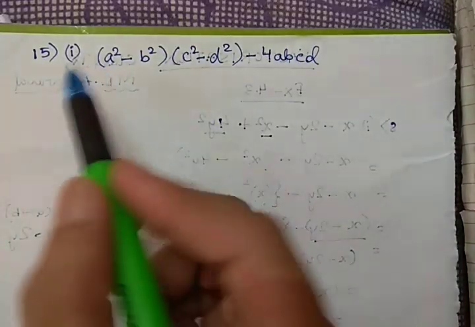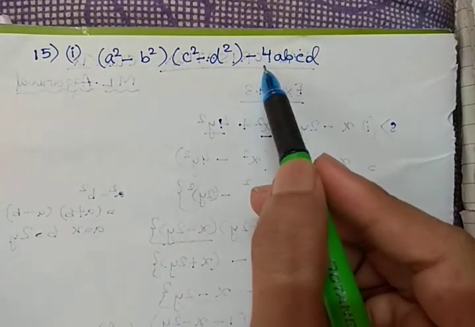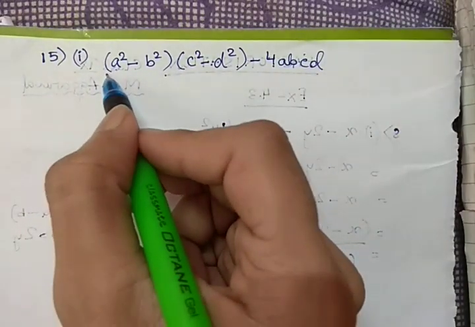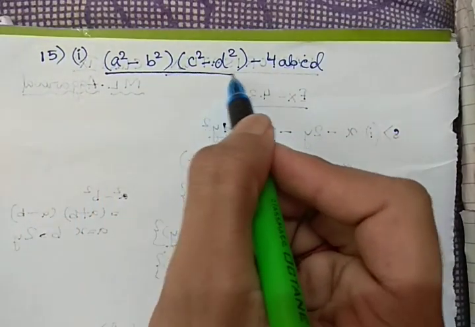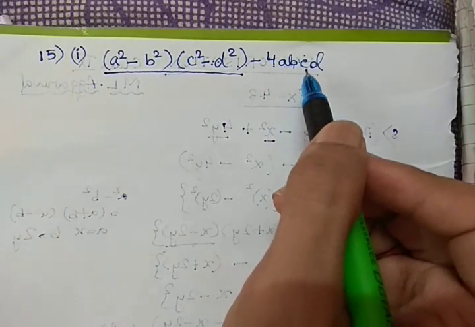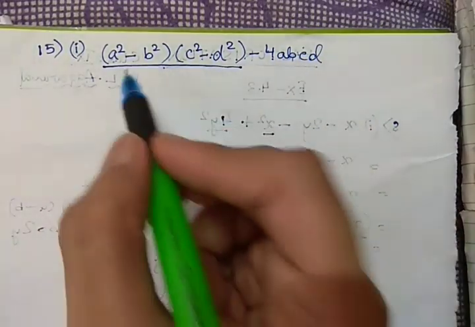Okay, so now we are doing 15 subpart 1: (a square minus b square) into (c square minus d square) minus 4abcd. In this case, we have to first solve the multiplication. We have to keep 4abcd as 4abcd, but later we will change it into some other term according to our requirement. Okay, so let us multiply.